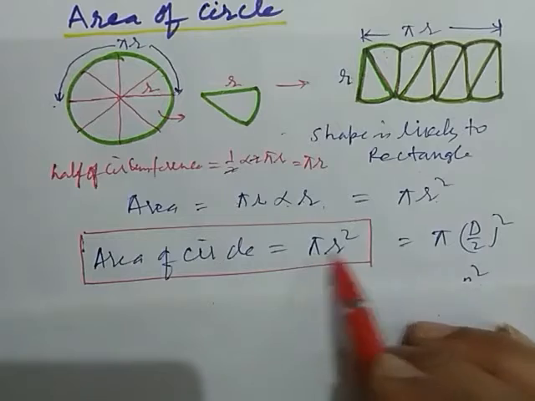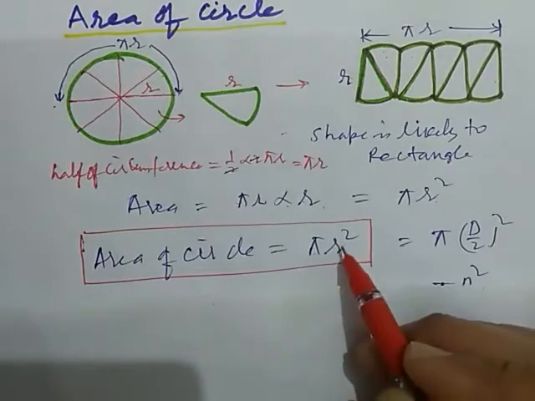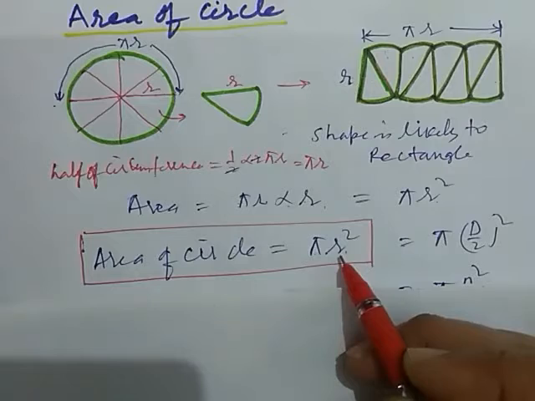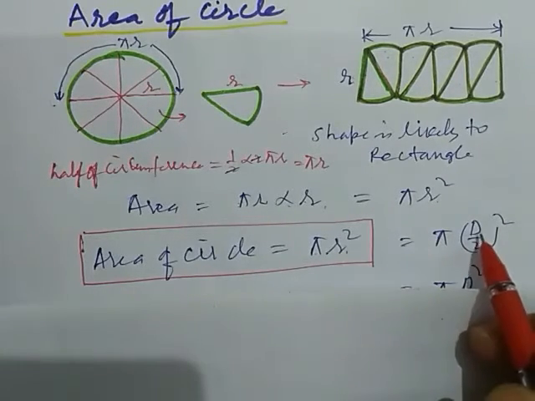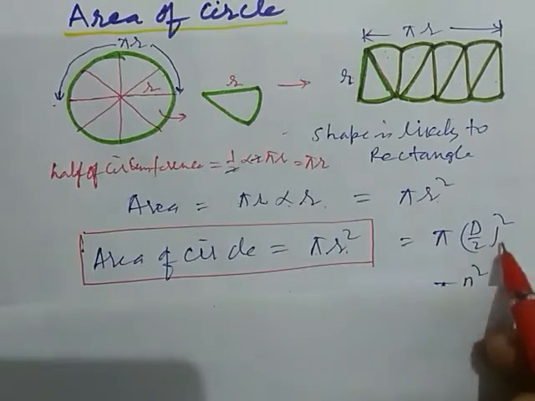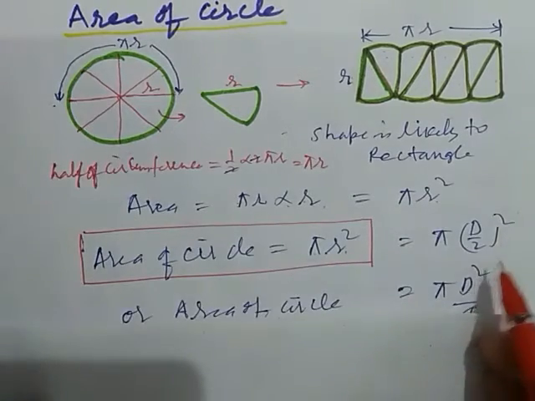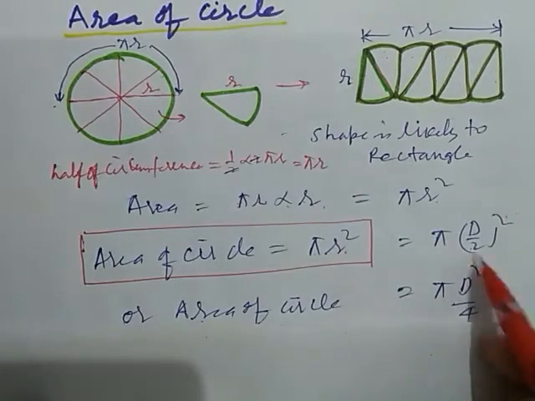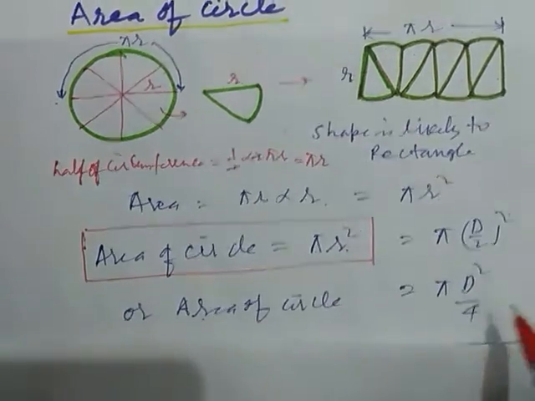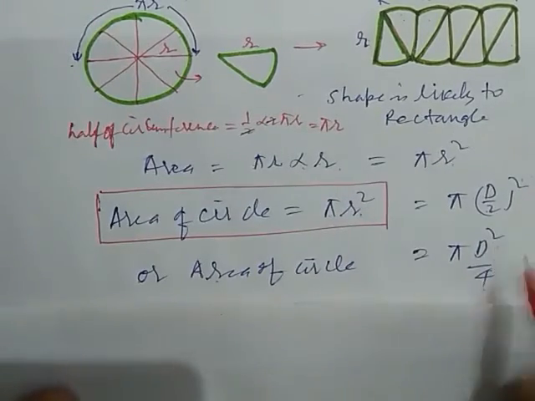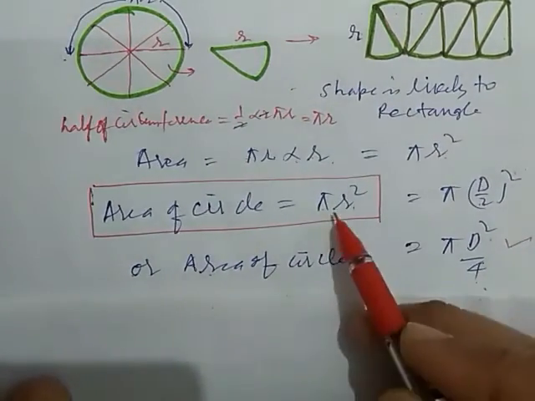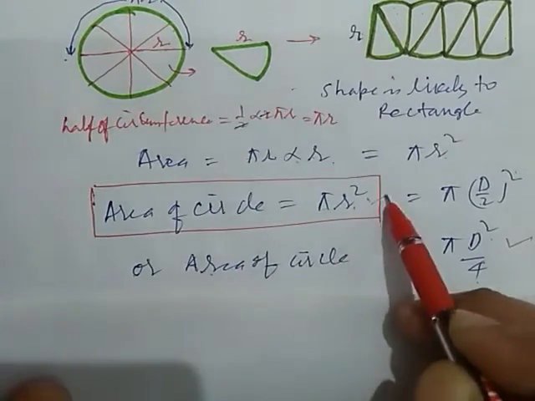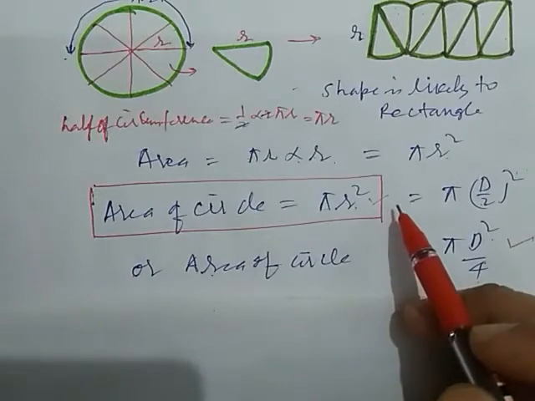Area of circle is pi r square. But if we want to express this r as diameter, radius is half of the diameter. So instead of r we put half of the diameter, and the square of that. By calculating it, d square and square of 2 is 4. So pi d square by 4. If we have been given the diameter, then we use this formula, pi d square by 4. If we are given the radius, then we use this formula, pi r square. Okay, remember this.